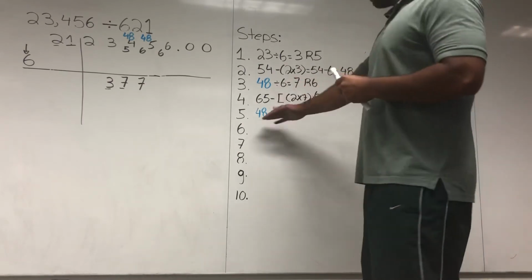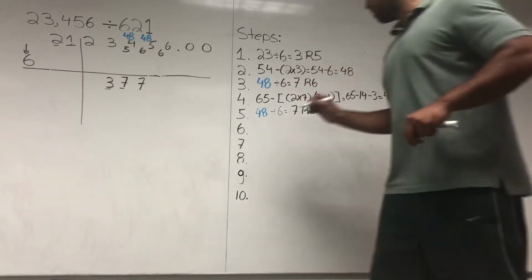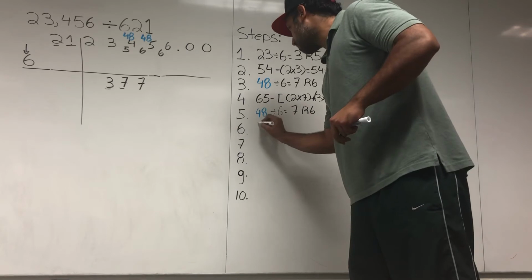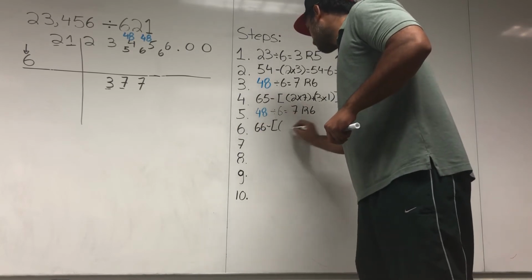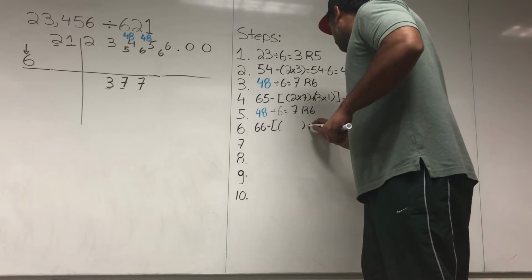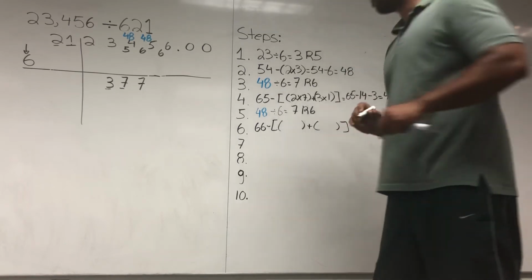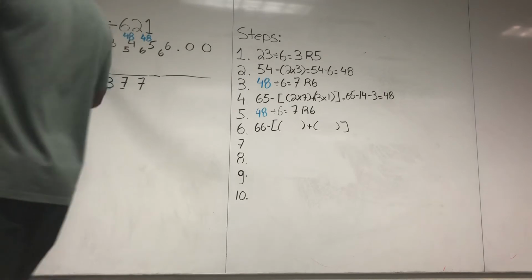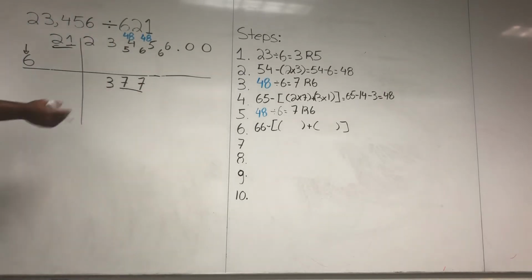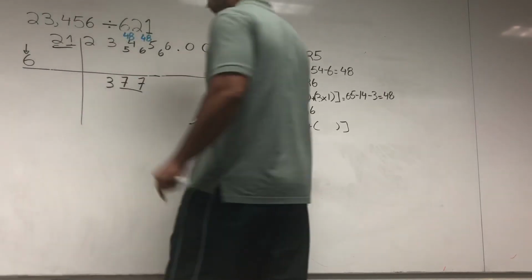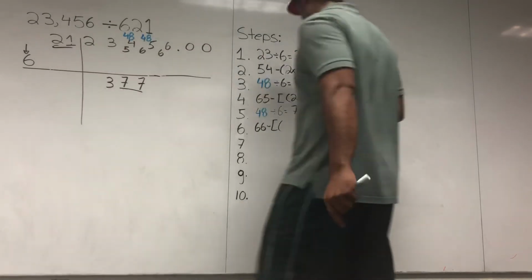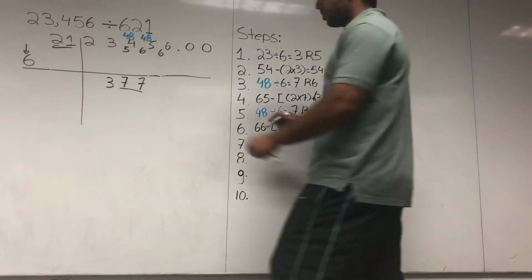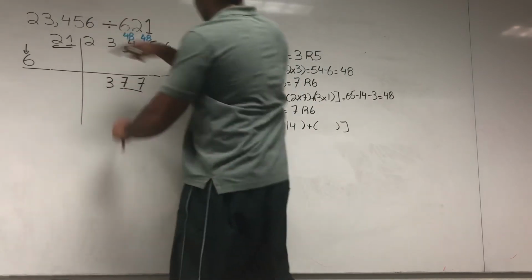And remember what I said, every even step, we're going to make the adjustment. So now I have 66 minus, remember you find the sum of the cross products now. So I look at 21 and I look at 77. It's going to be the same thing it was before, but for the sake of practice, let's do it this way now. 2 times 7 is 14. 1 times 7 is 7.